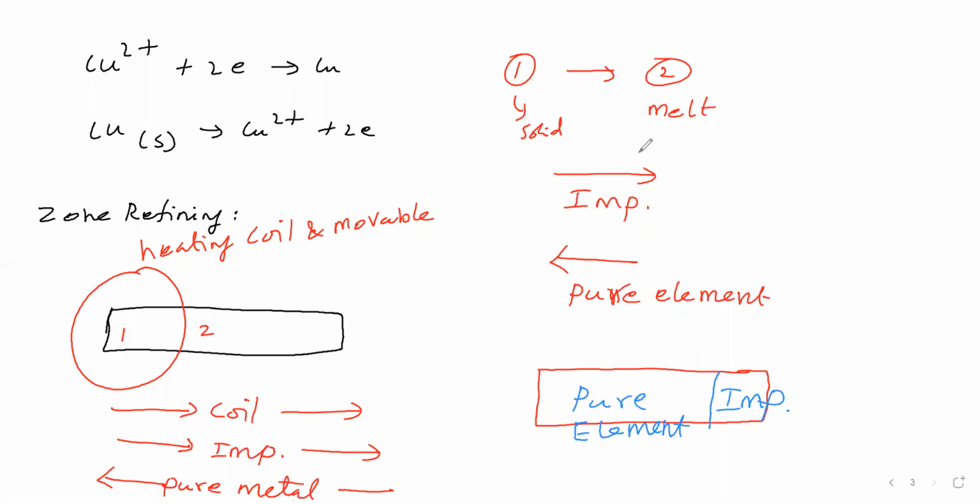Here the solubility of the impurity is high in the melt. What is the principle for this? The solubility of the impurity is higher than that of the pure metal in the melt. The impurity should have high solubility, and the pure element should have less solubility. That is the principle.